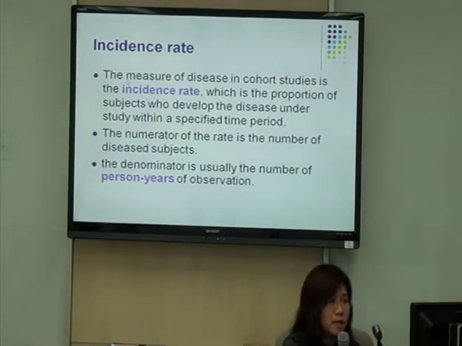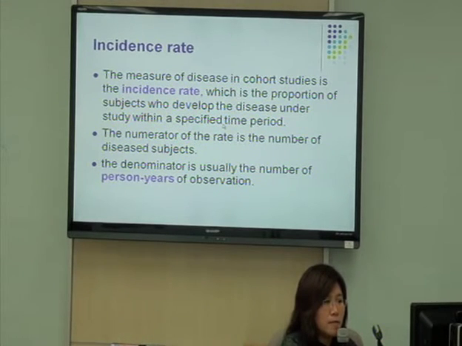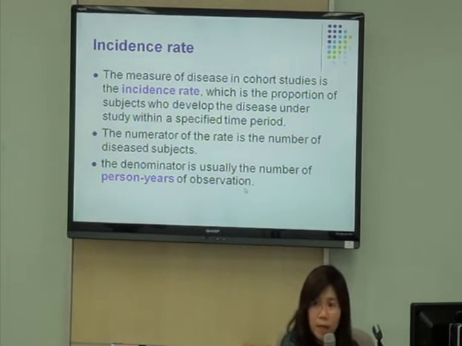So incidence rate, going back to measurement again, is the measurement of disease, which is the proportion of subjects who develop the disease under study within a specific time period. The numerator is the number of diseased subjects. The denominator is the person-years of observation of patients at risk.